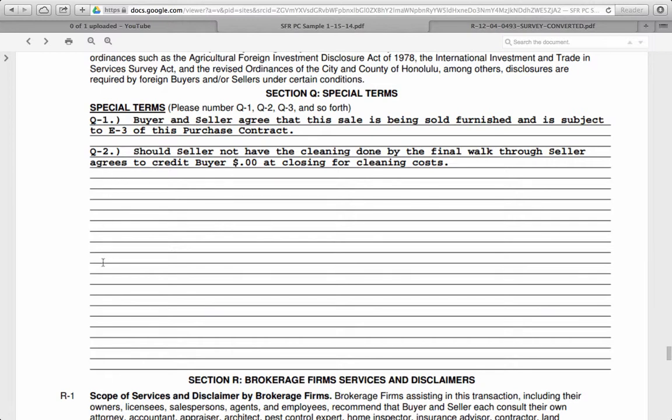There's a lot of things that you can put in here, but this of course is the section that you would utilize for anything that's not already written into the contract that you want to be a part of the contract. So you can do a whole bunch of things here, and that's what this section is for, and that's why there's several different lines here for all of that.